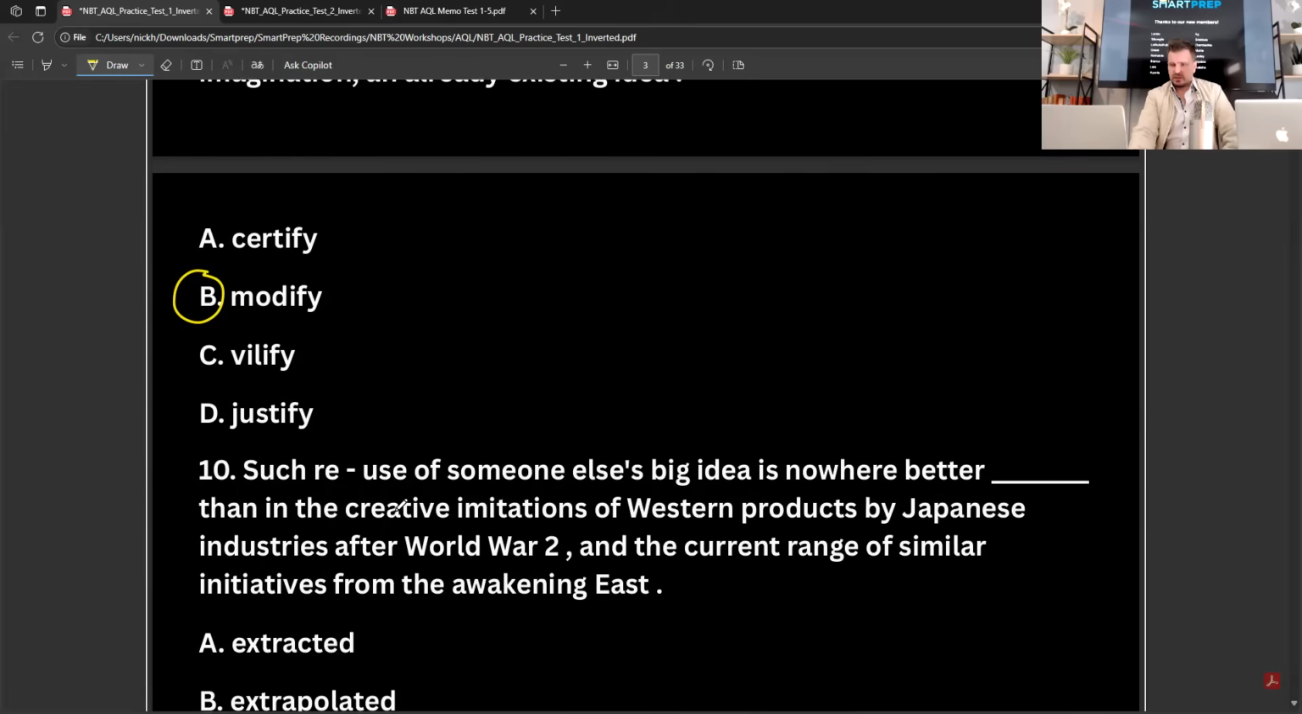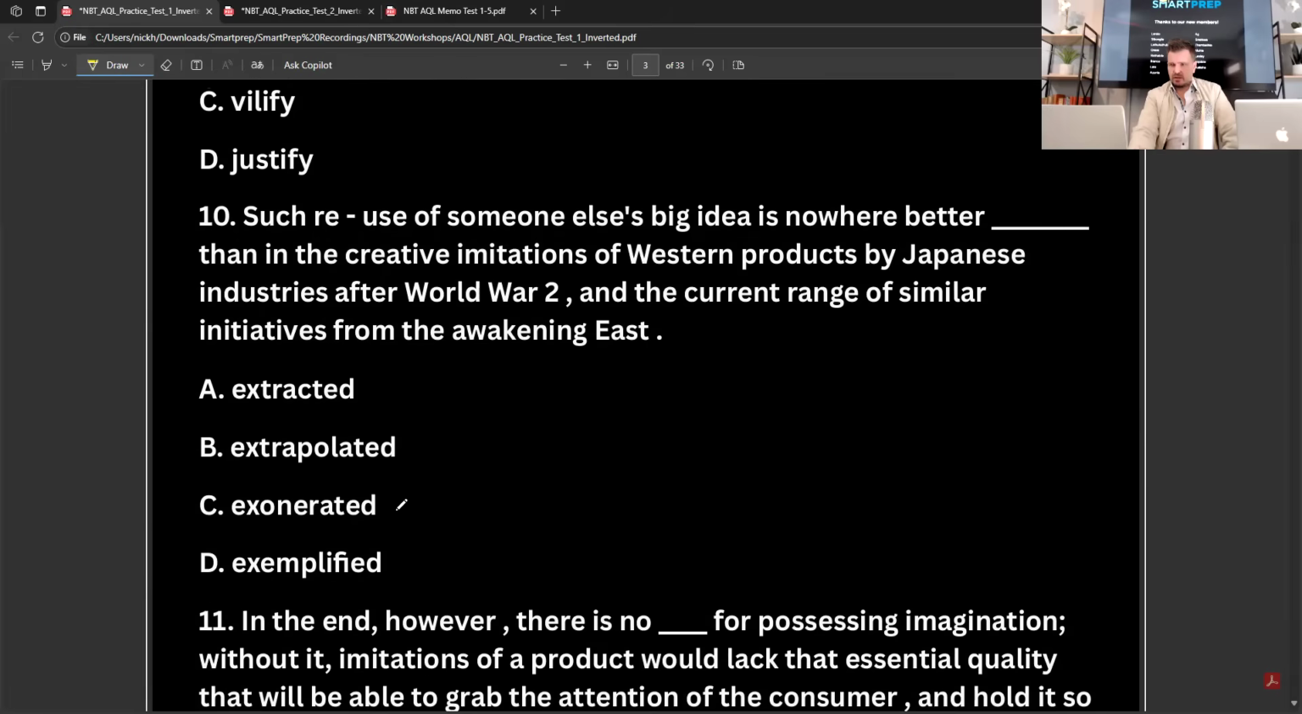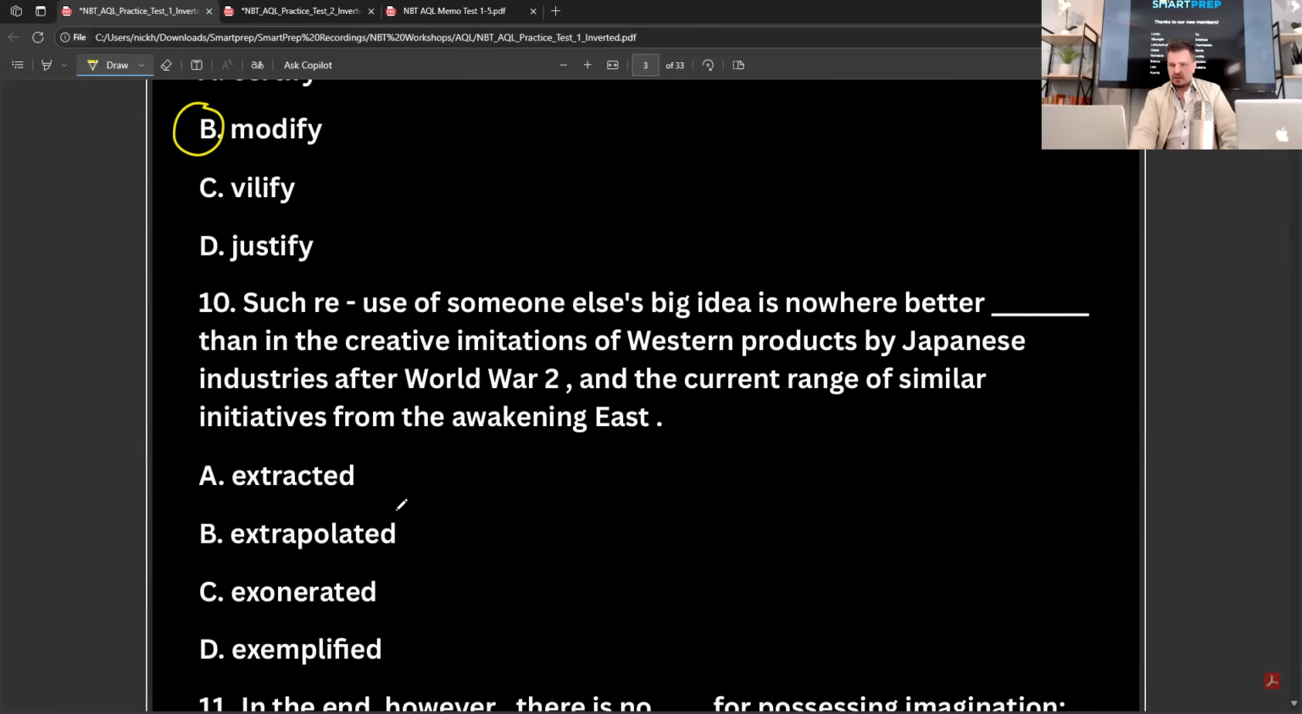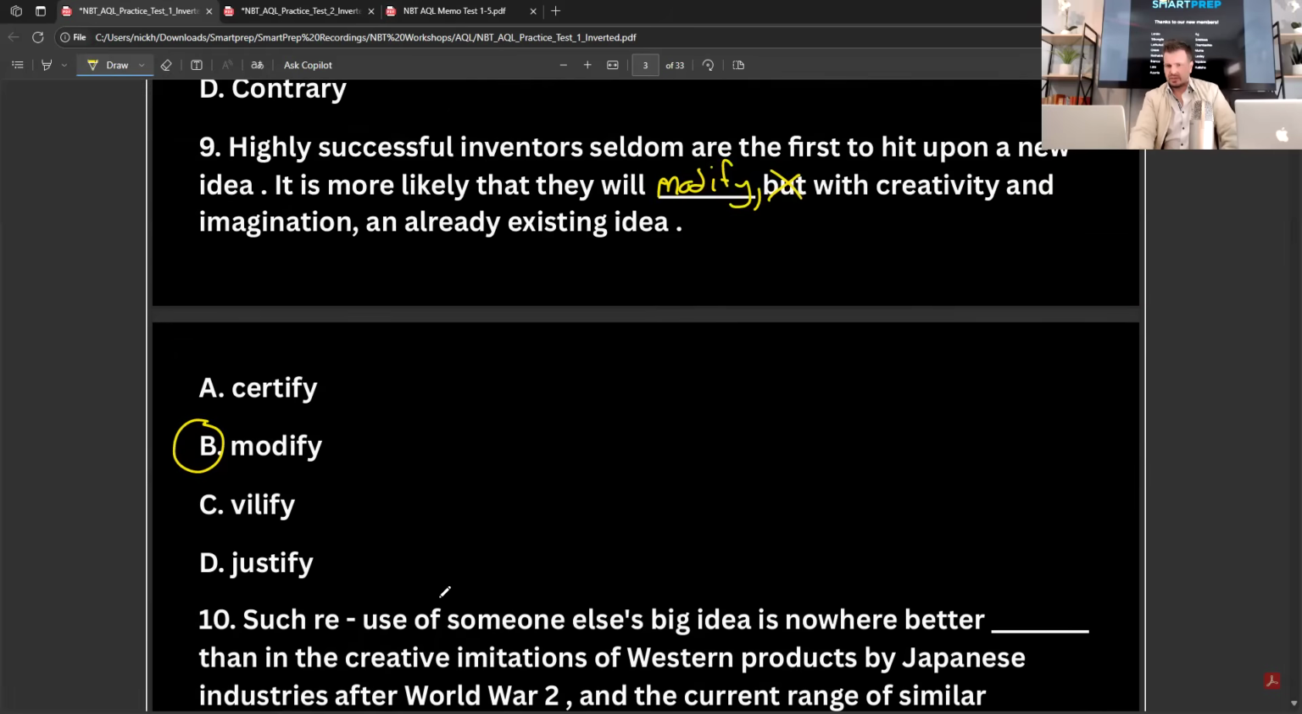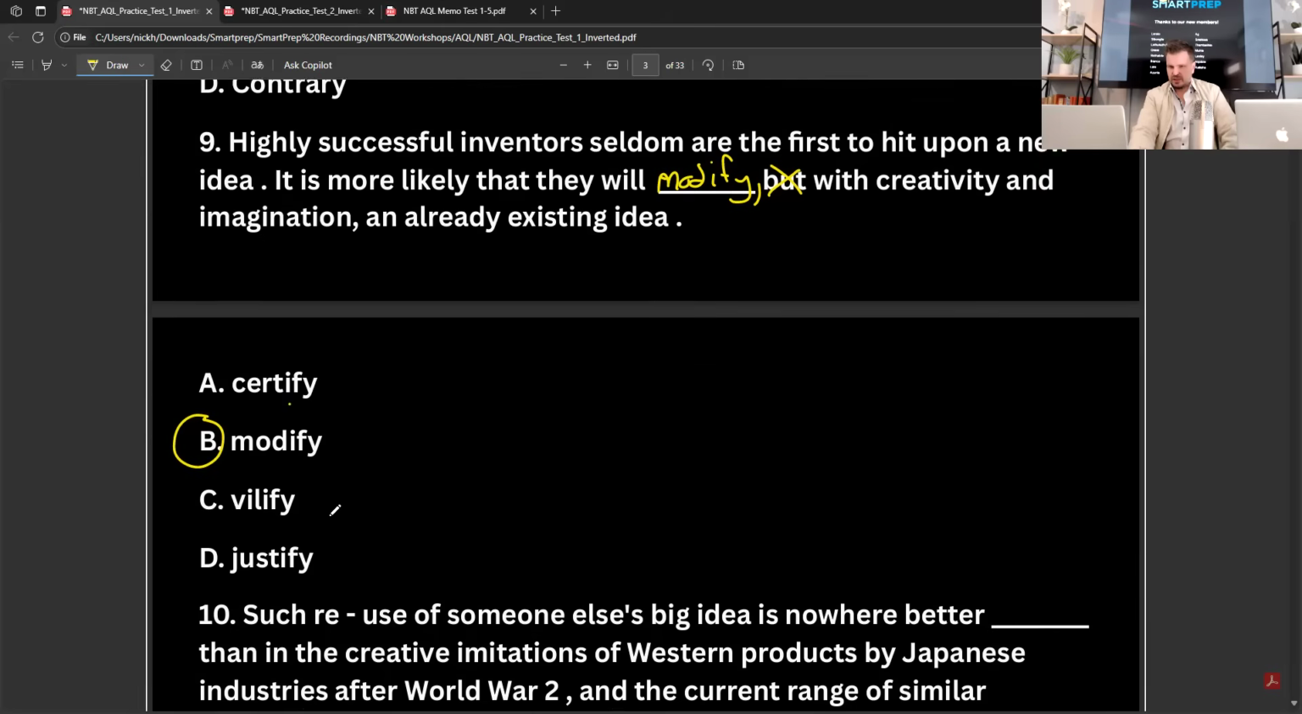So as I say, these questions are from the NBTs. We've managed to acquire a lot of these questions from the actual past papers. So if you do get it, just go with these answers, okay? Hopefully you got that one. The other ones are just patently wrong, right? Certify is officially approved. Vilify is to make someone look bad, and justify is to defend or explain.